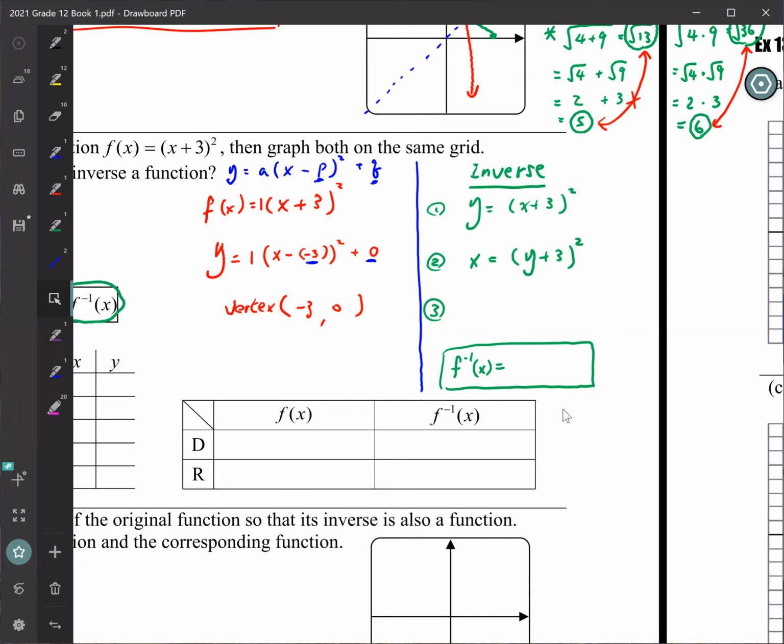Okay, Evan, what's your inverse equation? I don't know if it's right, but I got y equals square root x minus 3. Is the minus 3 inside or outside the square root? Outside. Outside, okay. So like that? Yeah. Okay.